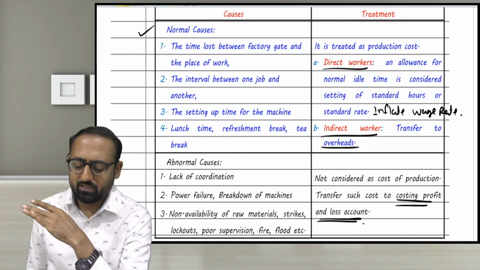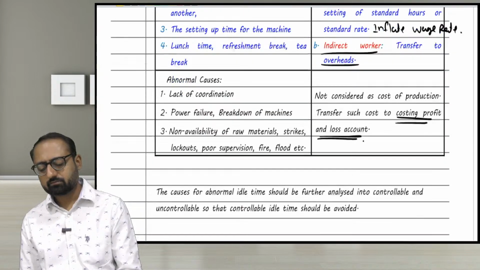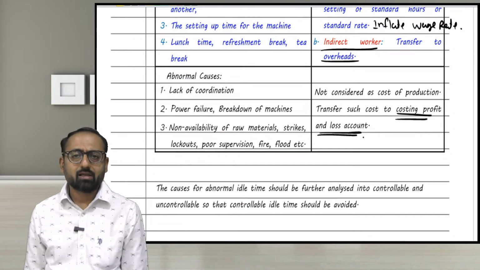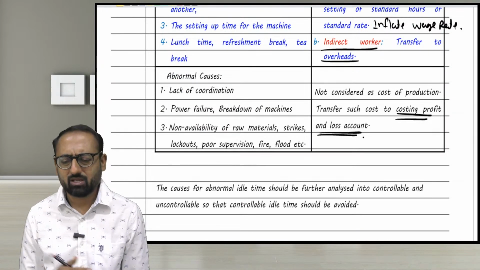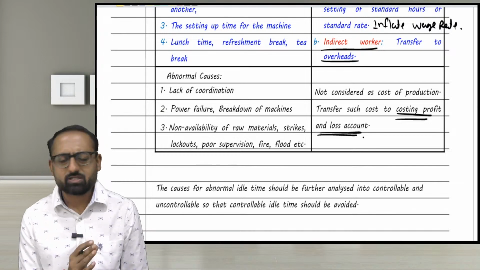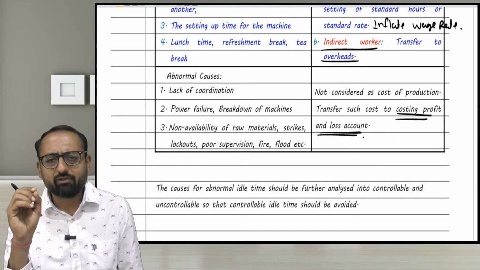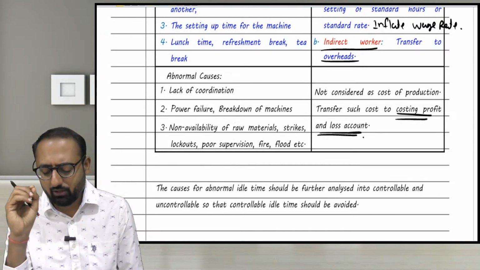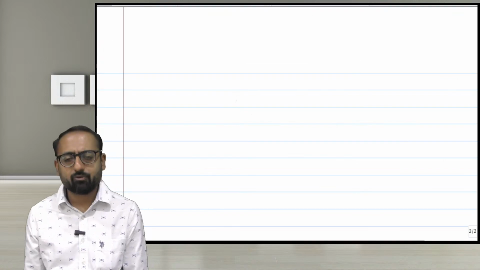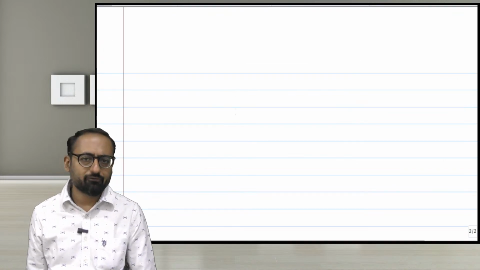Next situation, we have seen that an abnormal reason is there, like a lack of coordination, fire, or natural calamity. In such a situation, that idle time wages will be transferred to the costing profit and loss account. Now let's see with the help of an example how to calculate the inflated wage rate.